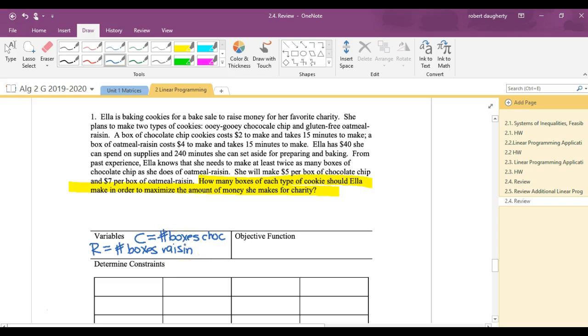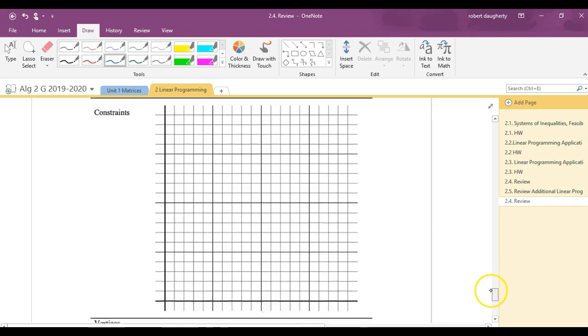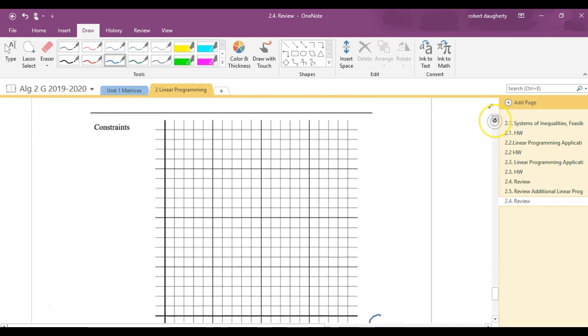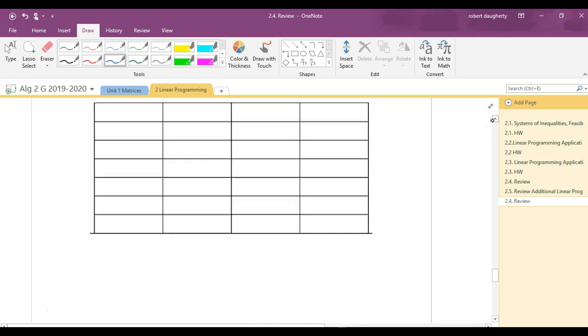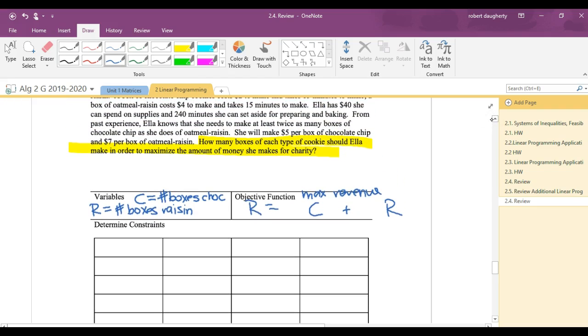So I'm trying to maximize the amount of money that she makes. Okay, so her revenue. So I'm trying to max my revenue. So the revenue is going to be something C plus something R. Okay, the minute I define those variables as C and R, this becomes C and this becomes R. And I will always write them in that order. Okay, so C and R. So how do I make my money? I make $5 on a chocolate chip and I make $7 on the raisin cookies. So that's my objective function.